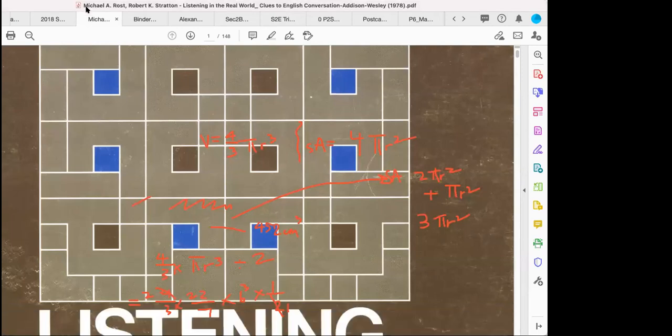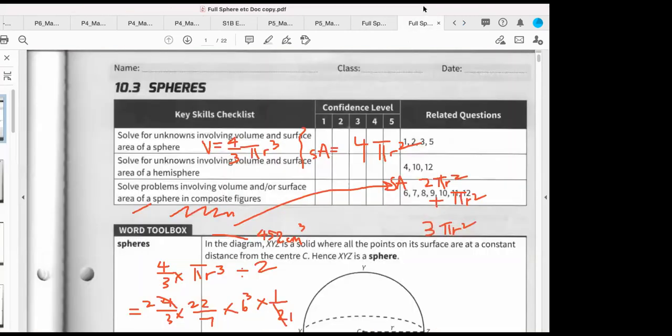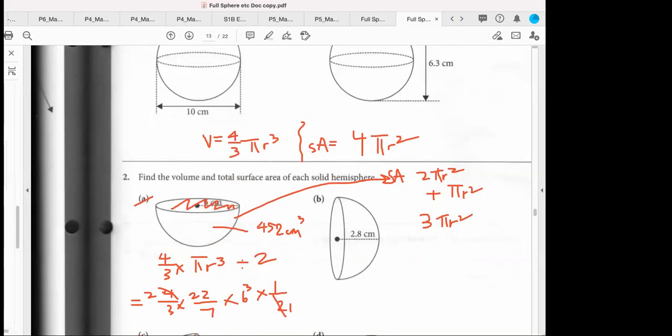Oh Lord. I'm opening too many files now. Okay.